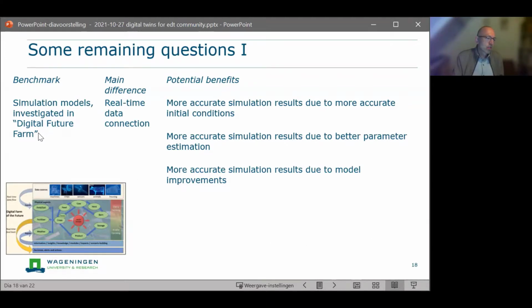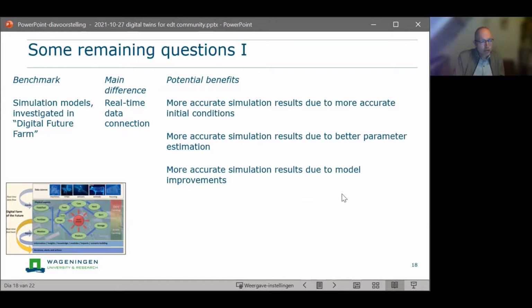So for instance, starting with the digital future farm, we think the main difference with what we currently can do is the use of real-time data. And with that, I mean that, of course, there are already crop growth models that can be used, but usually we don't have the real-time connection to the weather, to the soil quality, and to the plant growth to feed. In case we have this real-time data connection, we believe we can provide far more accurate simulation results because the initial conditions are much better known. And we can even improve on these simulation results because we can better estimate the model parameters by developing a kind of feedback loop with the real-time data.